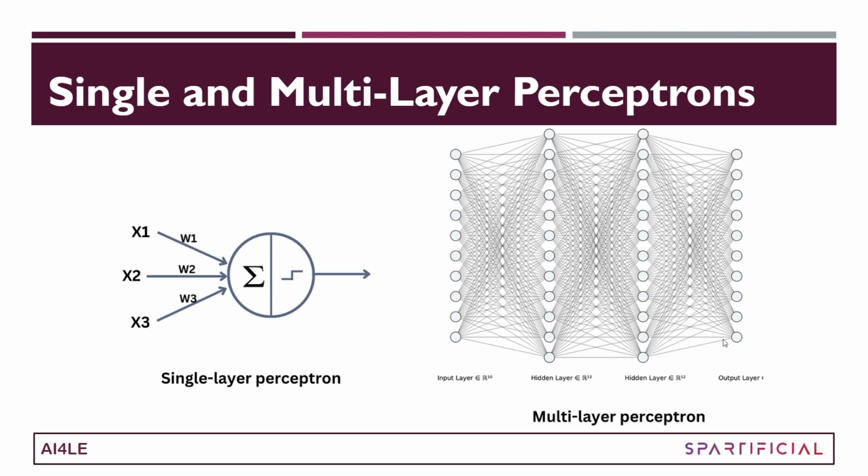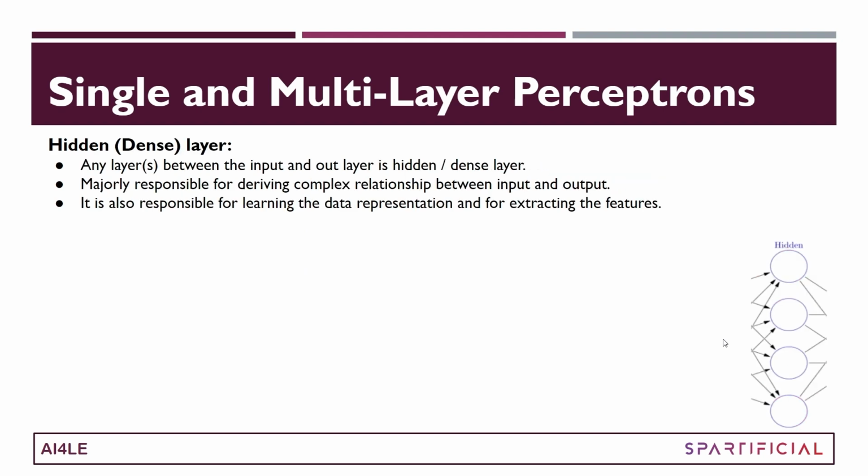So yeah, that's basically how the architecture looks. Over there, if there are any layers in between input and output, they correspond to the hidden layer. And therefore, now we are talking about the multi-layer perceptron. Over here, it is majorly responsible for deriving complex relationships between the input and output.